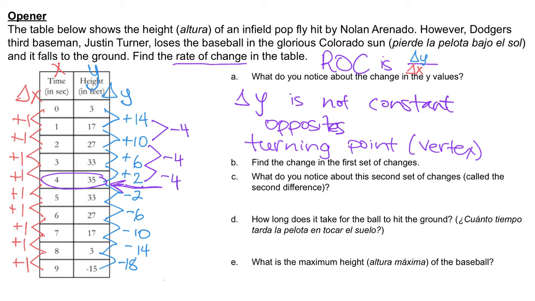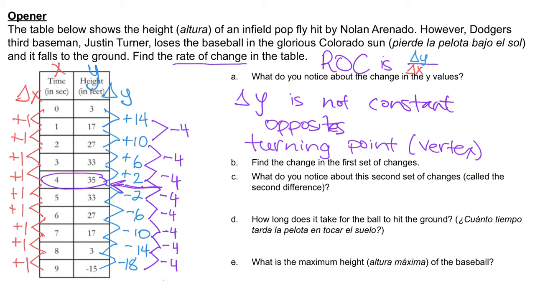6 minus 4 is 2. That's how you're checking that. From 2 to negative 2: from 2 to 0 is 2, and then from 0 to negative 2 is 2 more. So I'm still decreasing by 4. And you're going to continue down your table.